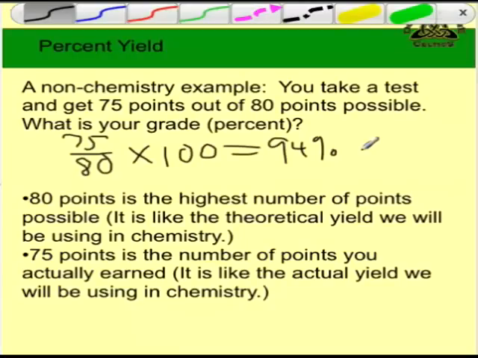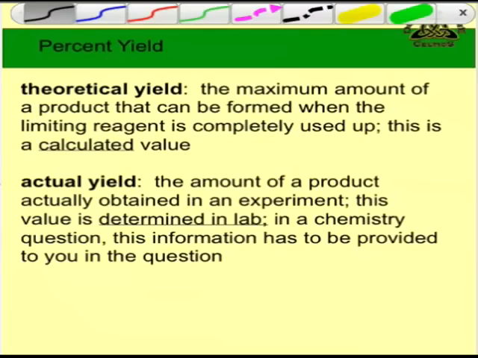Well, in chemistry, we do something very similar. The 80 points in the test, the highest number of points possible, is very similar to a term that we refer to in chemistry as the theoretical yield. 80 points is theoretically the highest number of points you could get. The 75 points that you earned on the test is your actual yield, and the actual yield is what you actually get in an experiment. So let's formally define those two important terms.